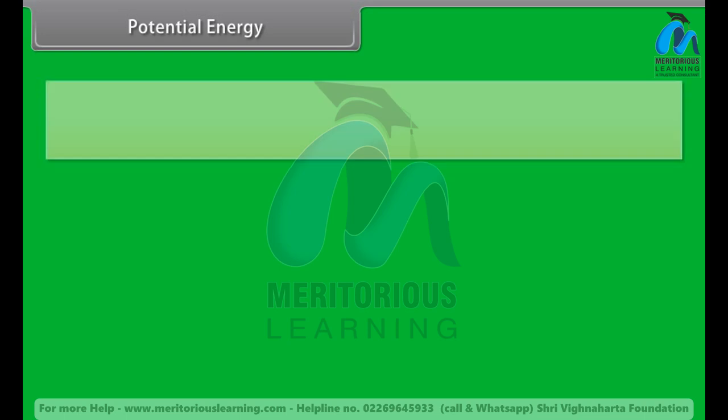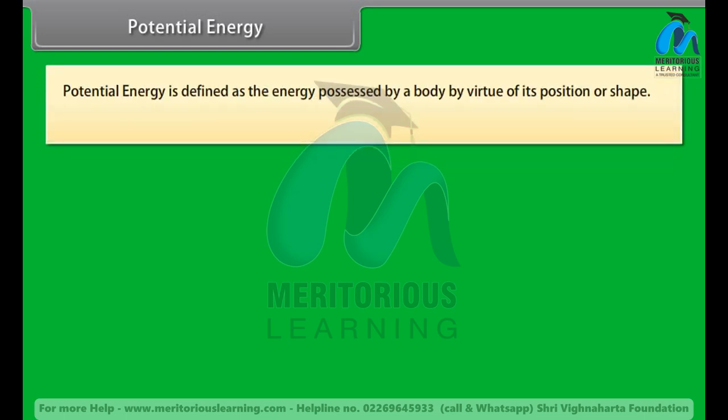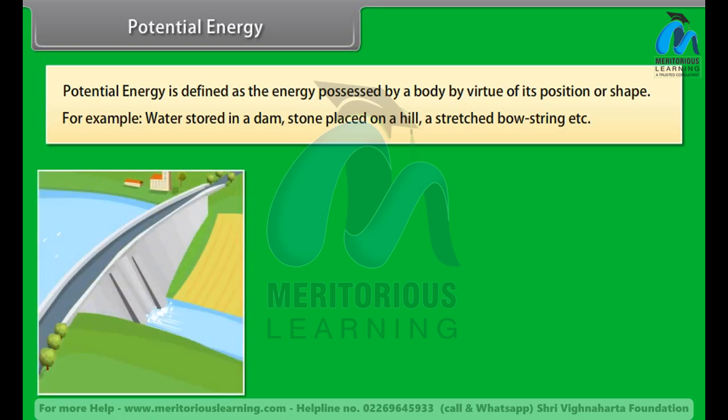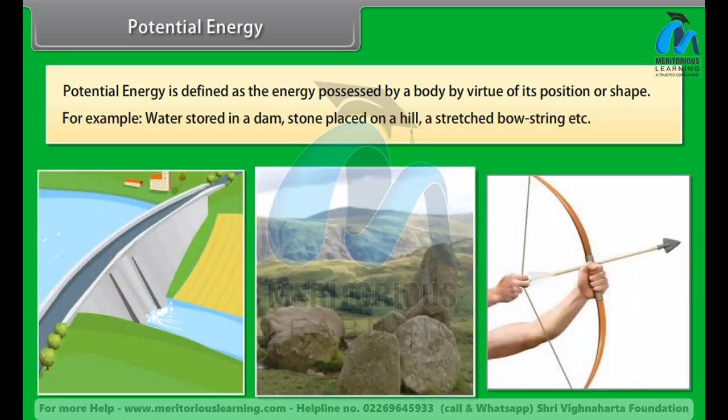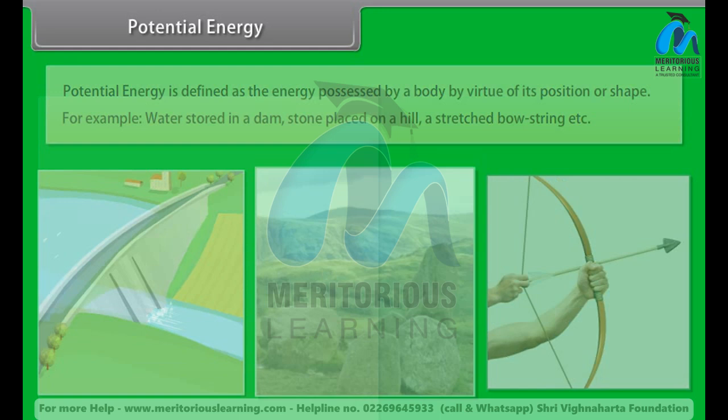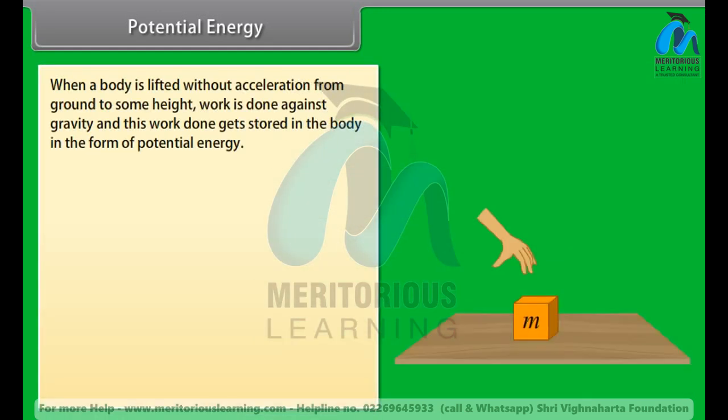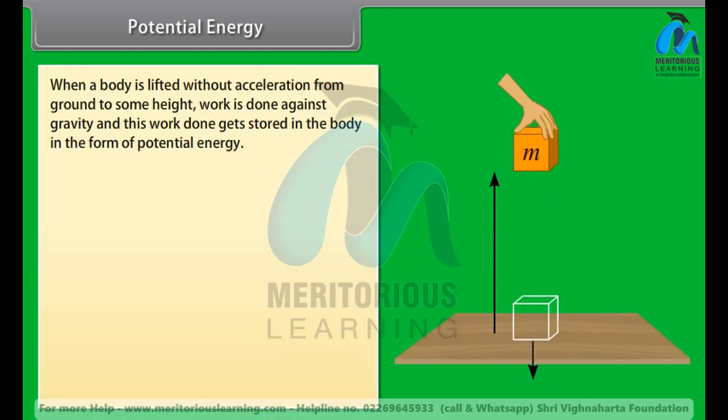Potential energy. Potential energy is defined as the energy possessed by a body by virtue of its position or shape. For example, water stored in a dam, a stone placed on a hill, a stretched bowstring, etc. When a body is lifted without acceleration from ground to some height, work is done against gravity, and this work done gets stored in the body in the form of potential energy.